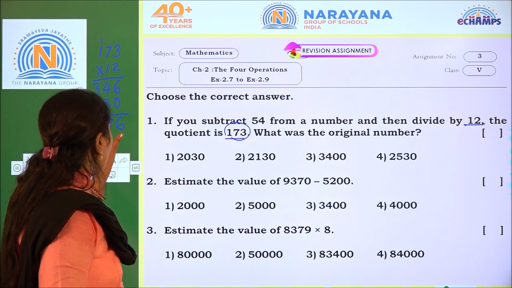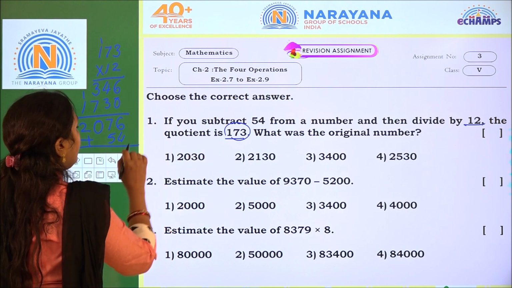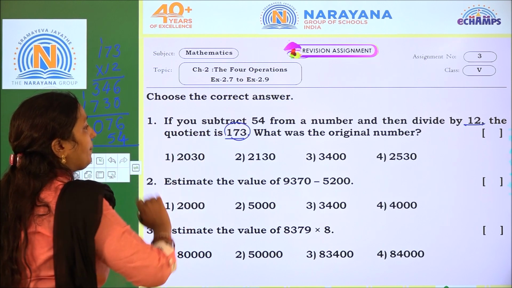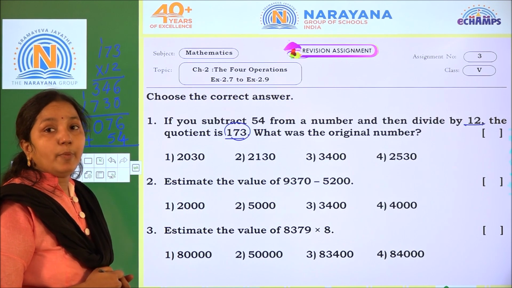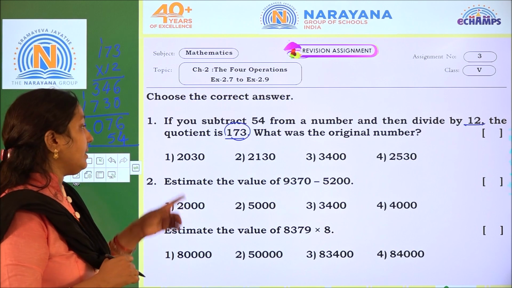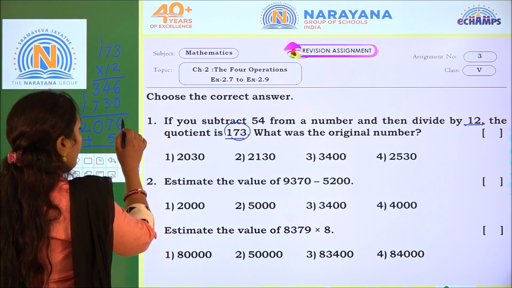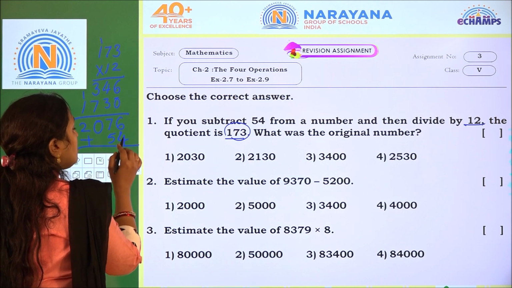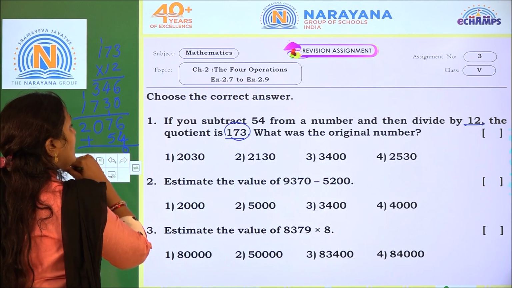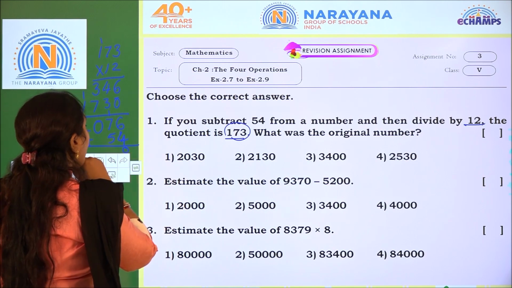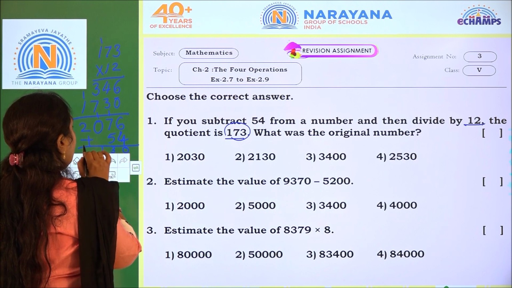If we are subtracting 54 from a number, what do we have to do? If you add 54, you will get the original number, because here we subtracted from a number, then divided by 12 and got the quotient 173. That means we have to add here. So 6 plus 4 is 10, 1 plus 7 is 8, 8 plus 5 is 13, 3, 1 plus 0 is 1 and 2.